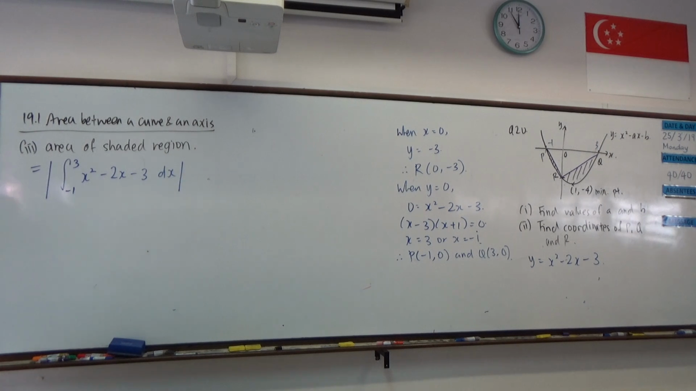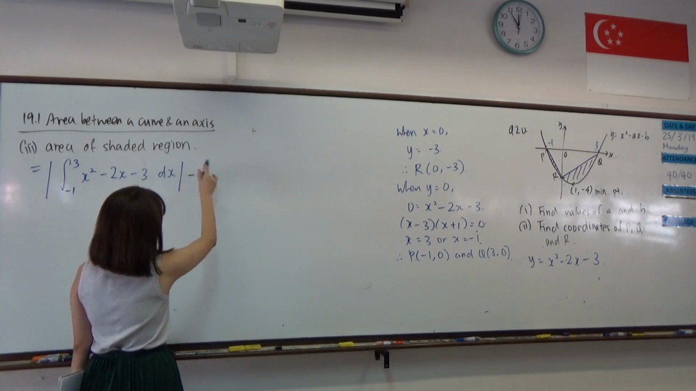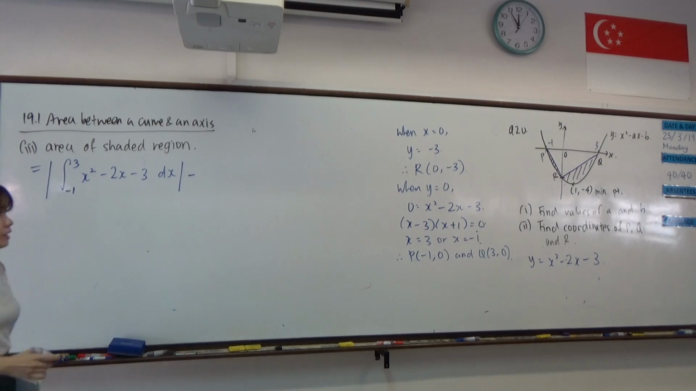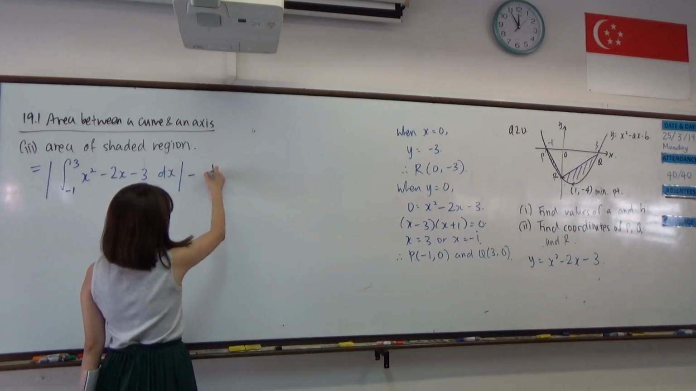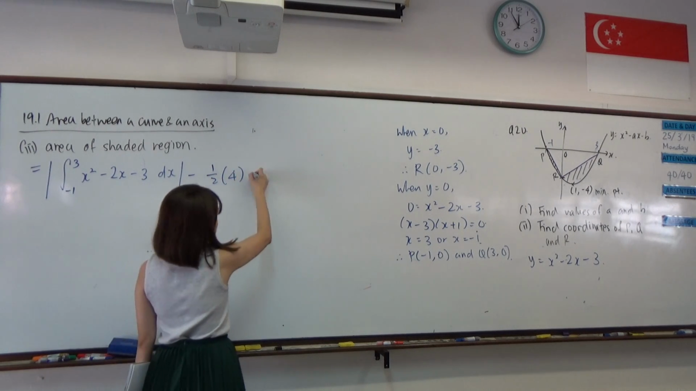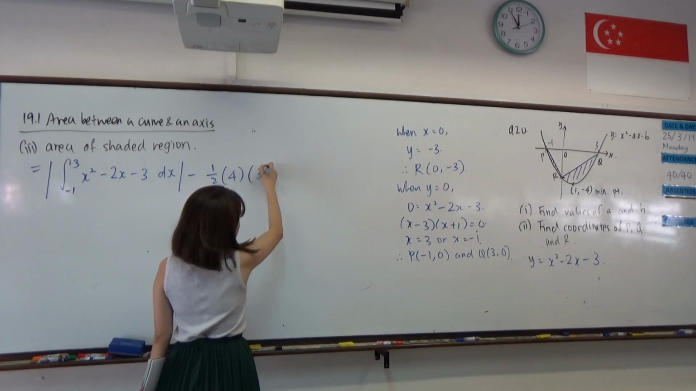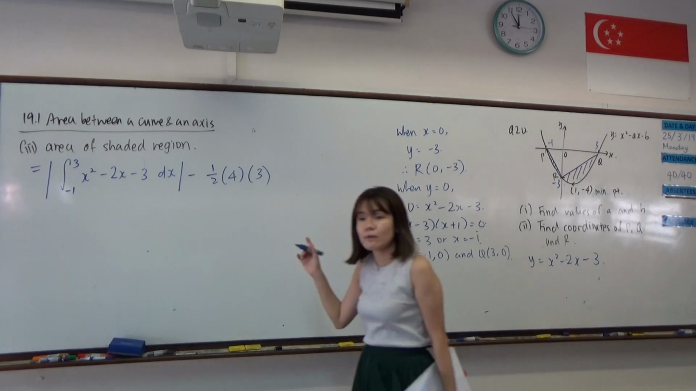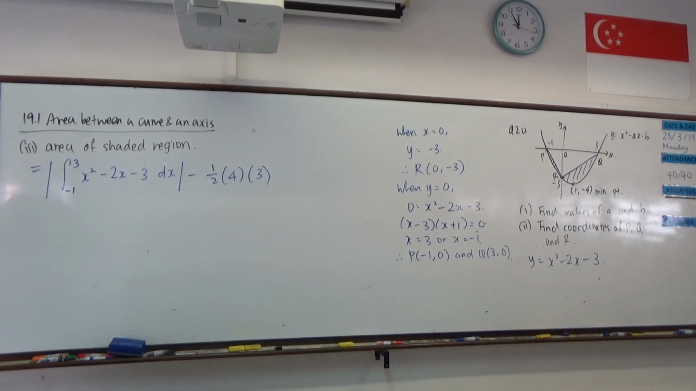Okay? Then after that, minus away the area of the triangle. How do we find the area of the triangle? Half times base times height, right? Half times 4 times 3. Anybody don't understand why half times 4 times 3? Understand, right? Okay. So therefore we integrate this one.